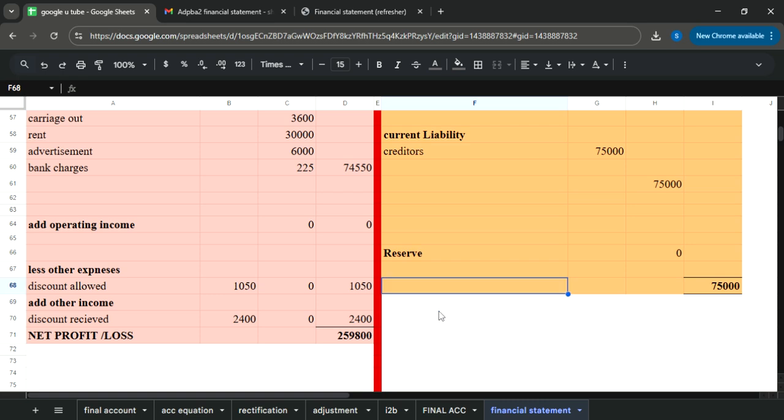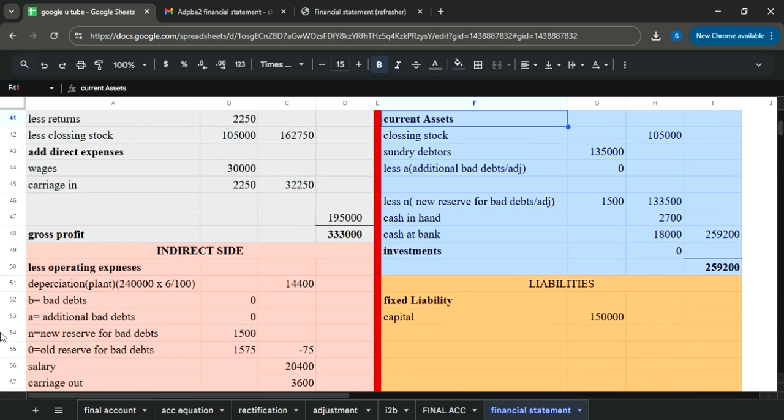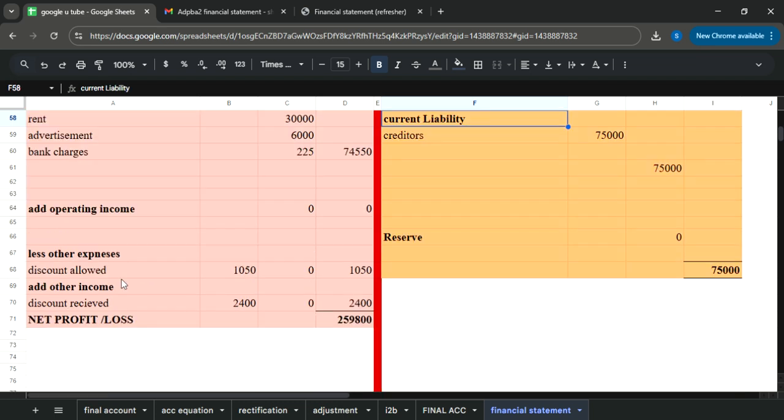Once again, I'm going to tell you what we have done. This was your gross profit, and you can see operating expenses should be subtracted. So what you have done, minus operating expenses, no operating income, and then you have other expense and other income. Other expenses was subtracted, other income was added. So gross profit minus 74 minus 104 plus 24, and you have got 259800.